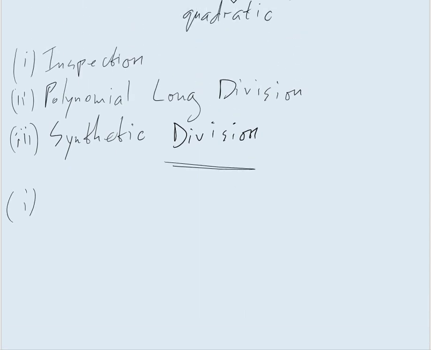So inspection says, well, we've got p of x. We know that it is x cubed plus 2x squared minus 5x minus 6. And now from the fact that x plus 1 is a factor, we know that this is equal to x plus 1 times some quadratic. Now what is that quadratic? We don't know, so we're just going to write it in a general form. So we'll write it as ax squared plus bx plus c.